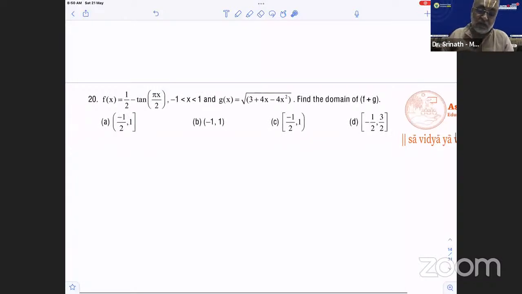Here you should observe we have been given two functions, f of x and g of x. Find the domain of f plus g. When the domain of f plus g is asked, that will be the common domain for f and g.